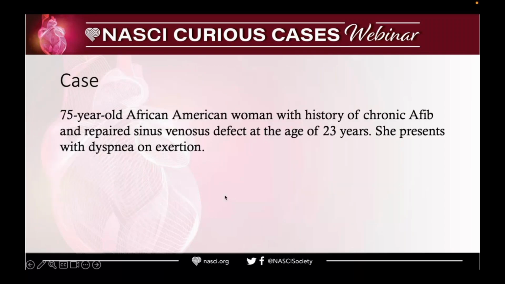Okay, this is a patient that was really a learning experience for myself, to double check myself. A 75-year-old African-American woman with a history of chronic AFib, and she had a remote history of repaired sinus venosus defect when she was 23 years old. And now she's presenting with dyspnea on exertion.